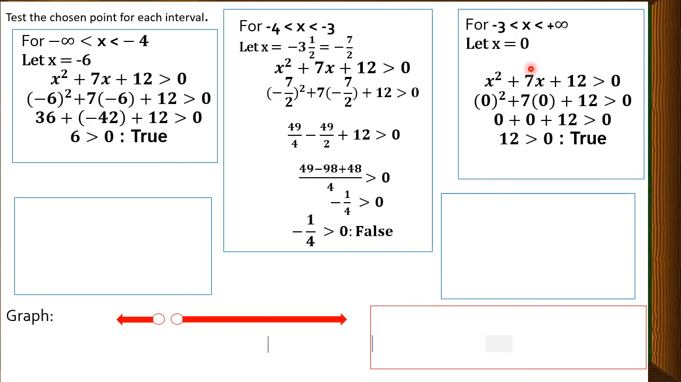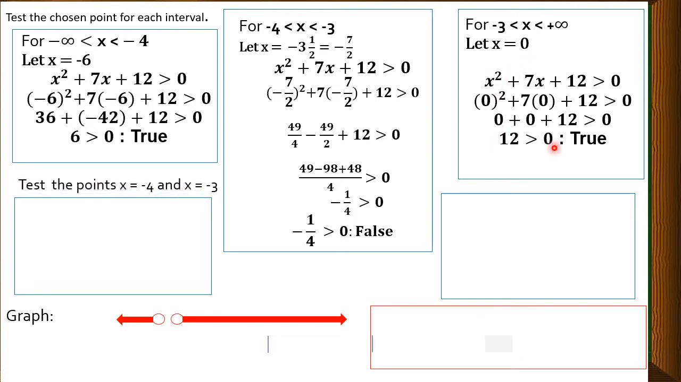For the third interval, where x is less than positive infinity but greater than negative 3, we chose 0. Copy the original inequality. Substitute x by 0. So we have 0 squared is 0. 7 times 0 is 0. Bring down 12, greater than 0. So 0 plus 0 plus 12. So we have 12 is greater than 0. And this is a true inequality. Therefore, for this interval, this is part of the solution.